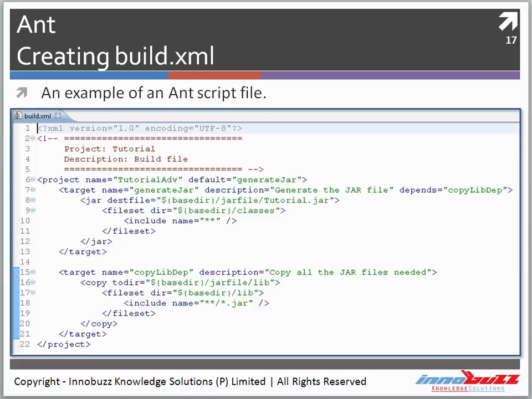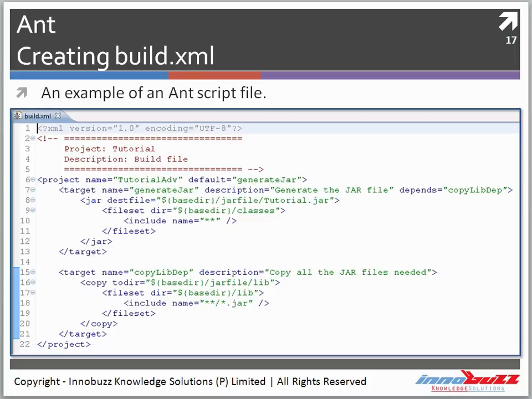Let's take a look at the first target. Each target is defined with its name and an optional description. Also, you can define if this target depends on another target. This dependency means that the target on which it depends will be executed first.